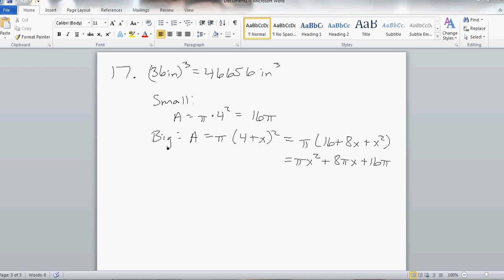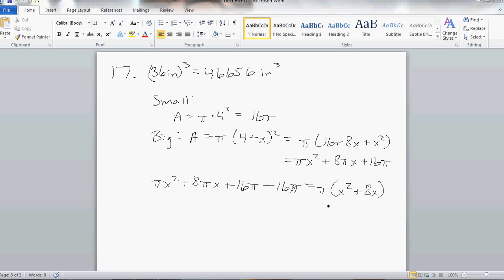Now, to find what the area would be of just the ring, we have to take the big one minus the small one. So if you notice, that would be pi x squared plus 8 pi x plus 16 pi minus the 16 pi for the small one, which equals pi, and I'm going to factor the pi back out, x squared plus 8x. And so that is what the area of the little ring going around is.